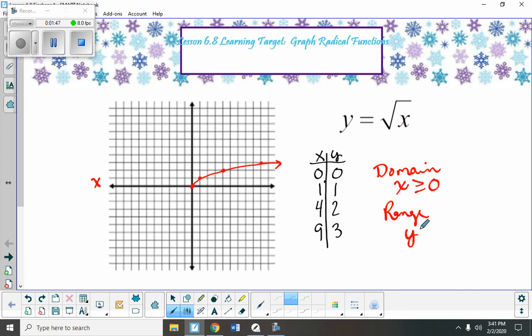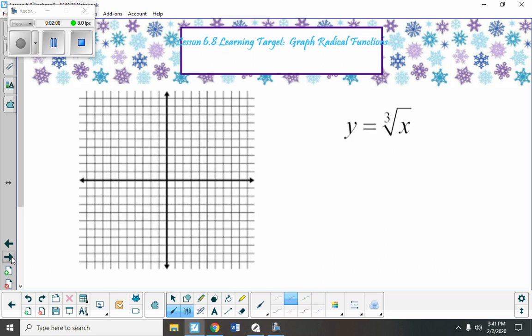Your range, that's talking about the y values. So if you look at the y-axis, there are no y values until 0. And again, because 0 is the smallest we put in, the smallest that could come out would be 0. So all of your y values, your outputs are above 0. So y is greater than or equal to 0.